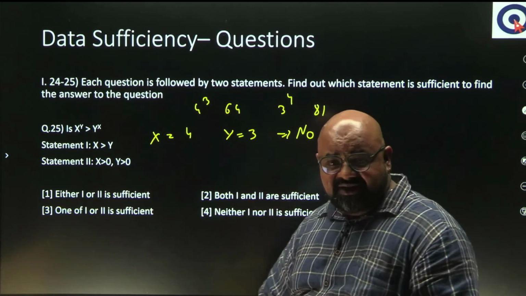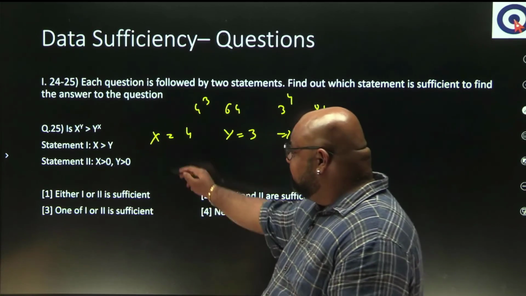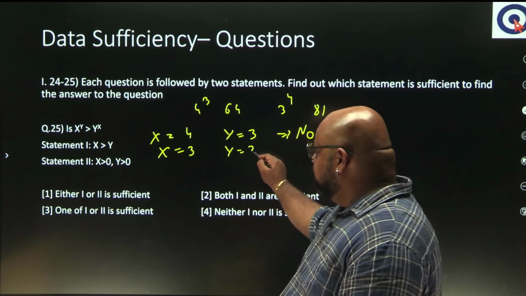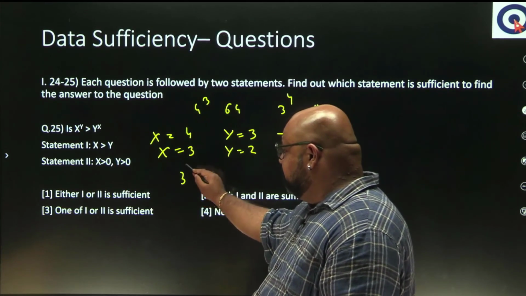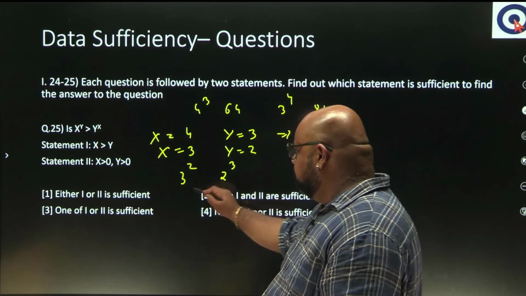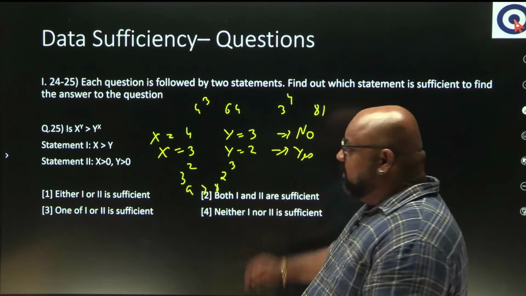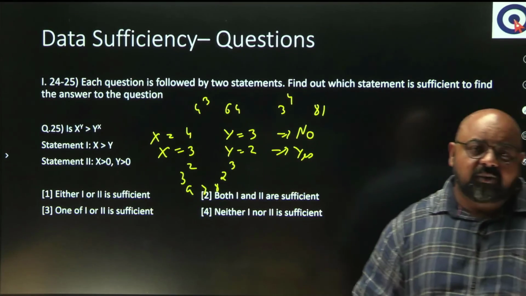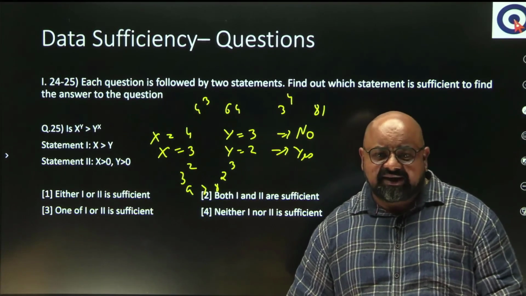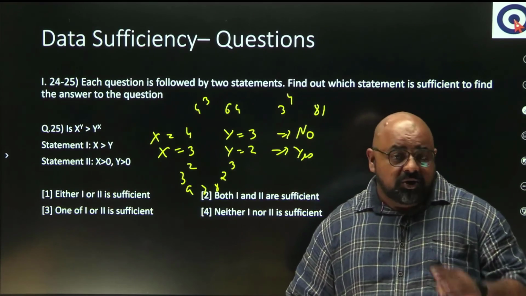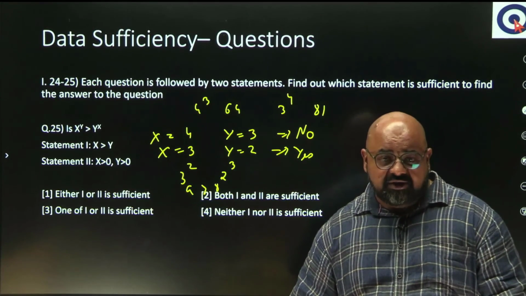What if I took some other values? For example, suppose I took x as 3 and y as 2. So x raised to y is 3 squared, y raised to x is 2 cubed; 9 is greater than 8. Then the answer would have been yes. So using statement 1, both things can happen. It could be greater, it could be not greater. The answer would be yes or no. So statement 1 is not sufficient to answer the question.